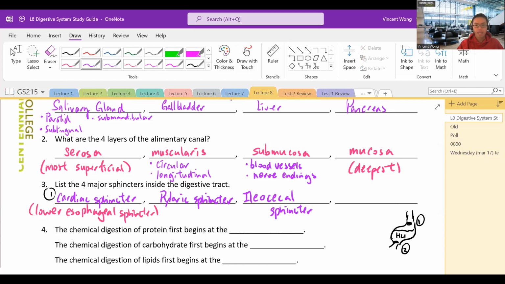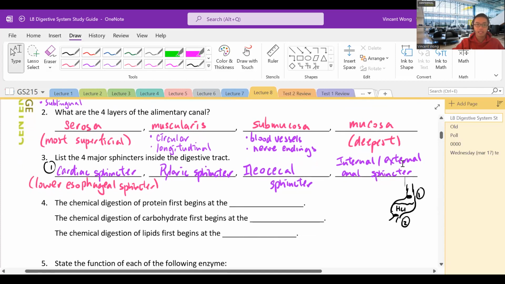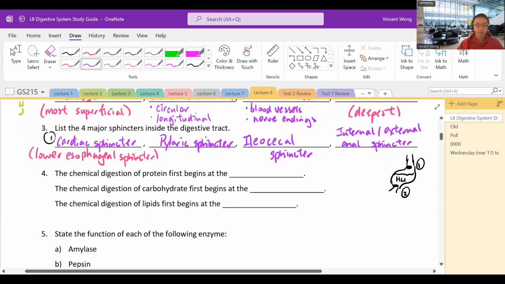Okay. And then finally, there is the internal and external anal sphincter. Okay, that's basically its final control, right? Before you let the stuff come out. One of them, the external one, is under voluntary control. The internal one is not. So those are the sphincters.